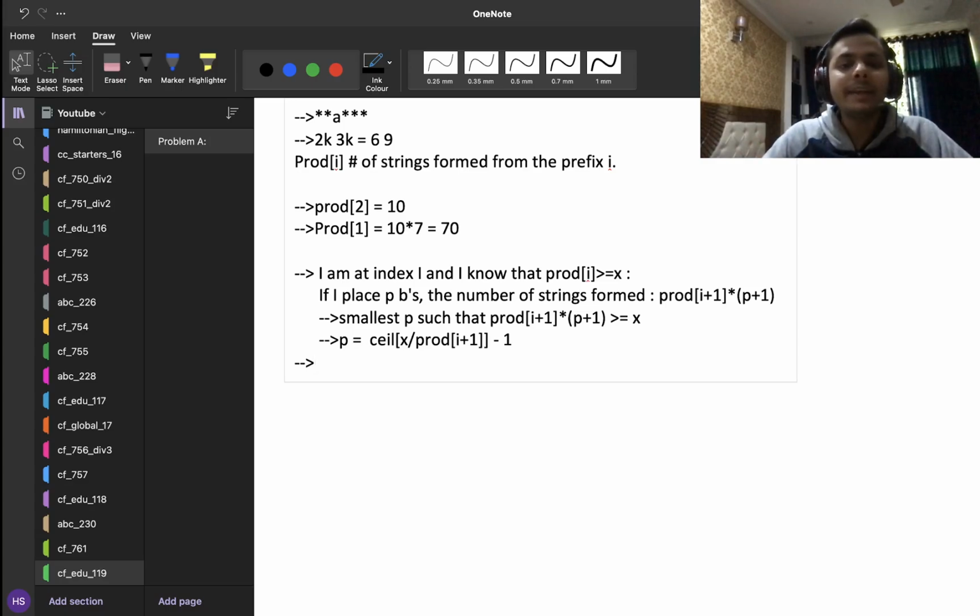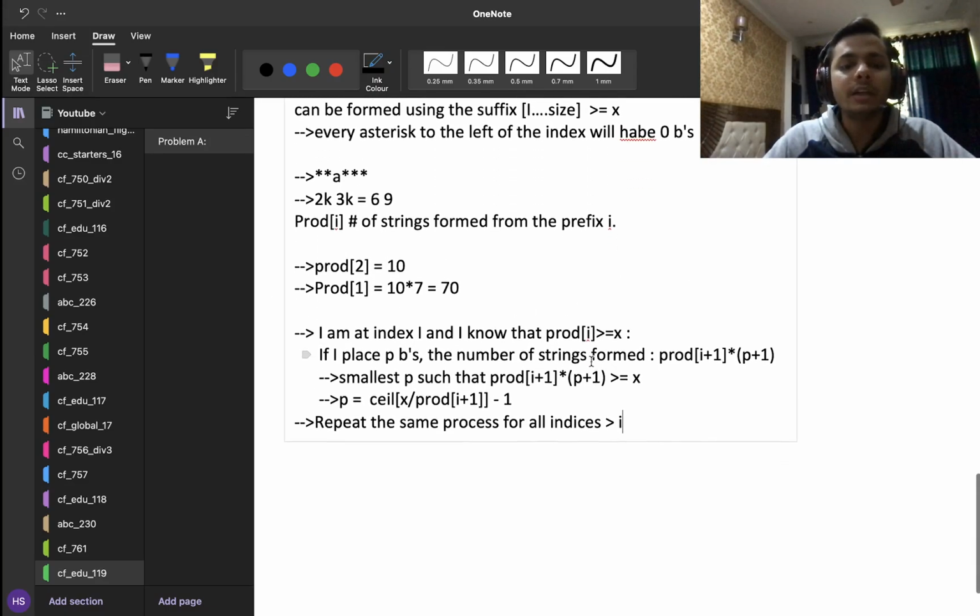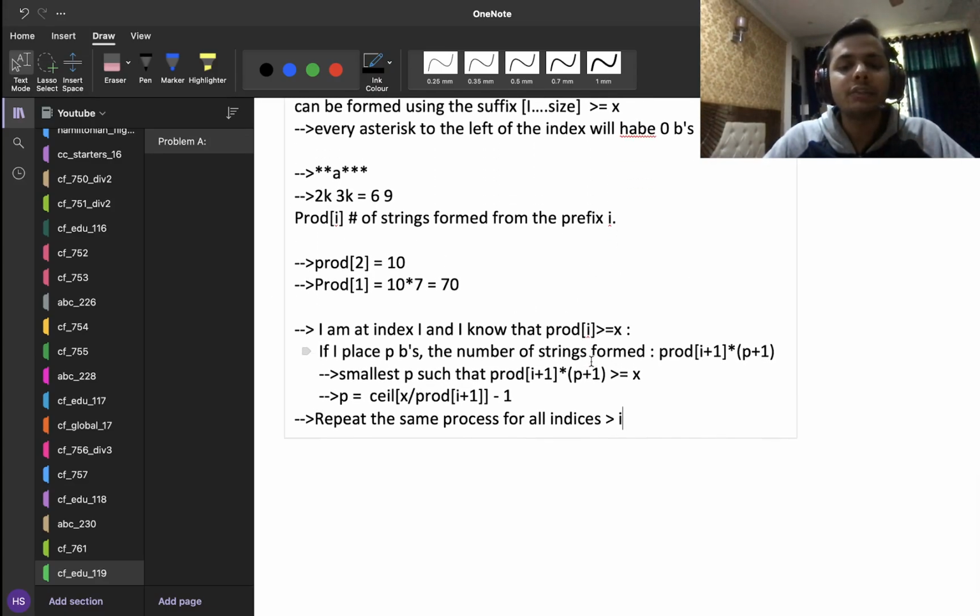Now what happens is that I can just repeat this process for all the indices which are greater than I. Repeat the same process for all indices greater than I, right? And in this way, I'm doing everything avoiding any kinds of overflows, right?